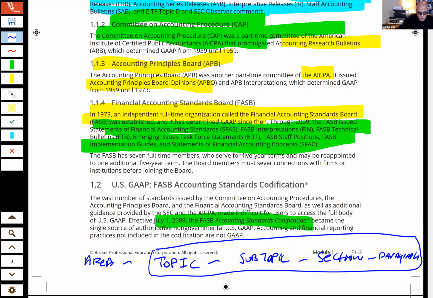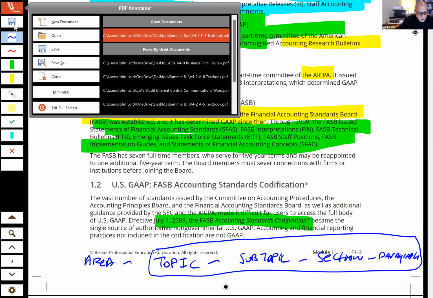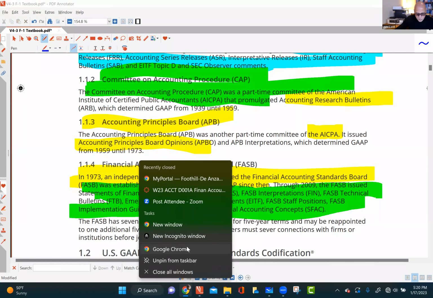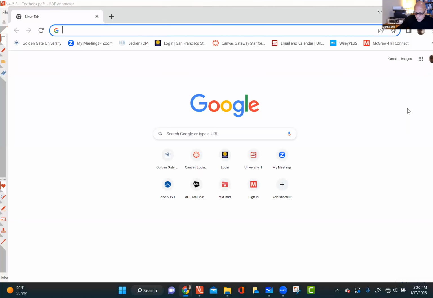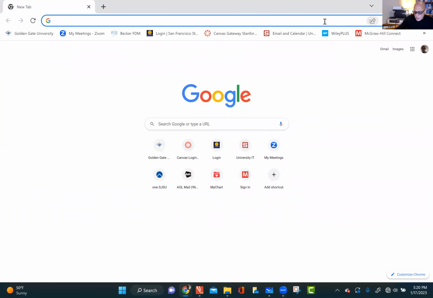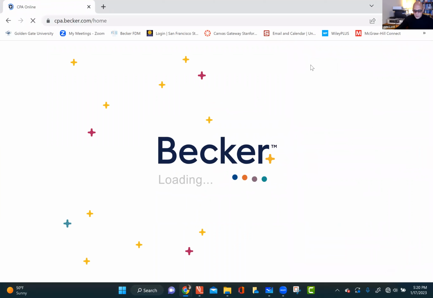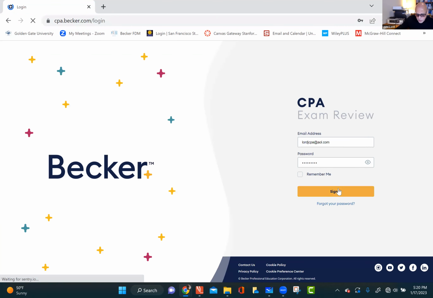So what I want to do is just show you what that research might look like. I'm going to put my machine out of tablet mode and go into my Becker software that you would have downloaded by now. If you haven't, you need to get on that and download it. Let me find the right one, I have a couple different ones. I think it's this one I need to go to. Okay, and I sign in.